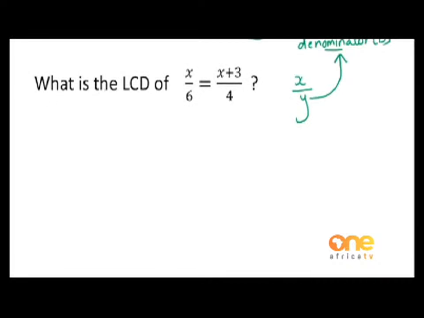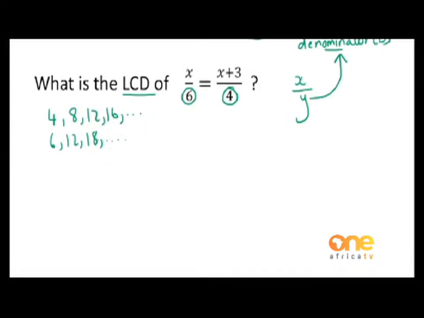The question says, what is the LCD, or the lowest common denominator, of x over 6 equals x plus 3 over 4? So your denominators on either side of the equation are 6 and 4. We need to find the lowest common denominator. So start listing your 4 times table. So 4, 8, 12, 16, and it goes on. And then your 6 times table is 6, 12, 18, and so on.